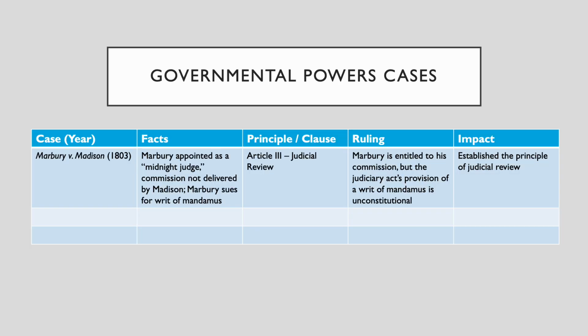So if we're looking at the governmental powers cases, the first one we're looking at is Marbury versus Madison. Honestly, if you just know judicial review, you're fine for this one. You don't need to necessarily know the whole thing about midnight judges and writs of mandamus. But the court ultimately ruled that Marbury was technically entitled to his commission, but that the Judiciary Act's provision giving the court the power to issue a writ of mandamus is unconstitutional. And the reason we care about it is not because of Marbury's appointment as a justice of the peace, but because it basically affirmed the principle of judicial review.